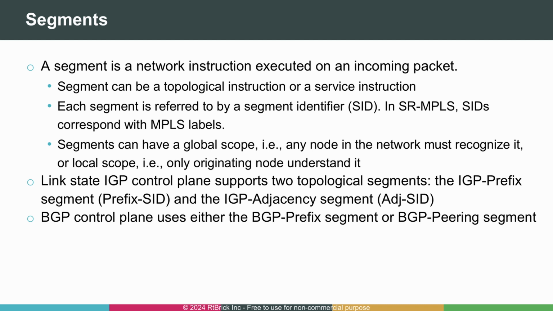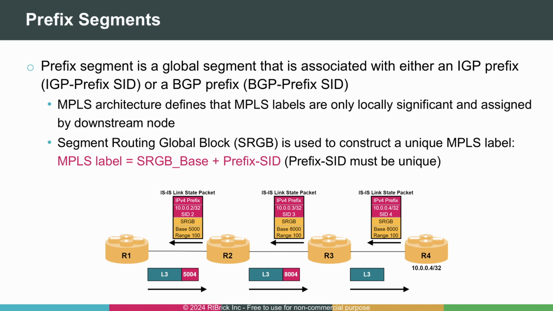In the context of a link state routing protocol, two topological segments are defined: the IGP prefix segment and the IGP adjacency segment. For the BGP control plane, the corresponding segment types are the BGP prefix segment and the BGP peering segment. The prefix segment is a global segment associated with either an IGP or BGP prefix. The IGP prefix segment represents the shortest path to that prefix within the IGP topology.